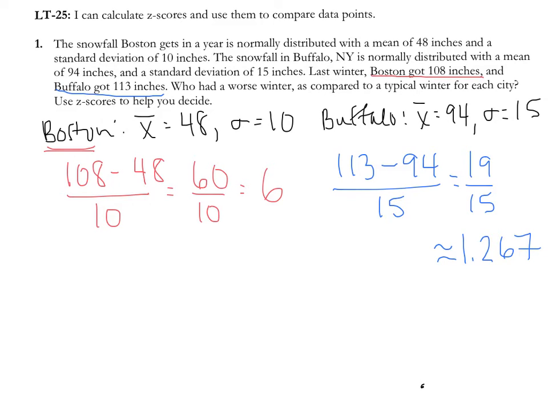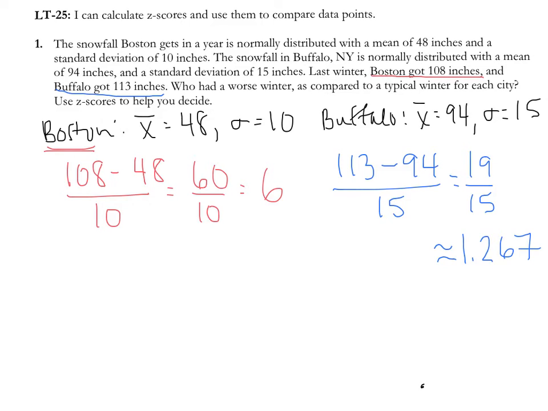So let's think about what these two z-scores mean. Boston's z-score is a positive 6, which means that Boston's snowfall was 6 standard deviations above the mean. Buffalo's z-score is a positive 1.267. That means that Buffalo's snowfall was 1.267 standard deviations above the mean.